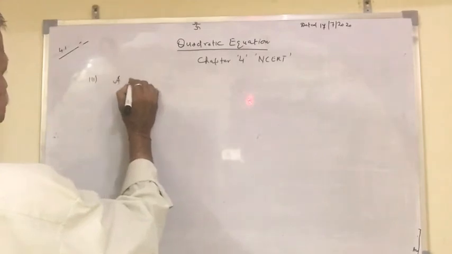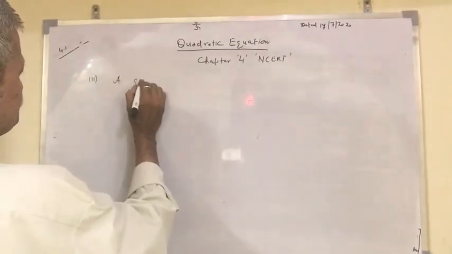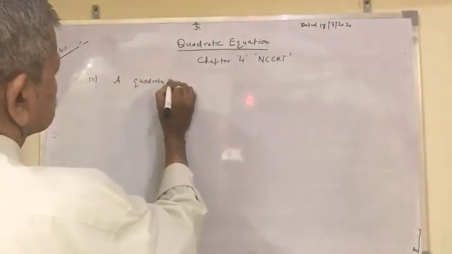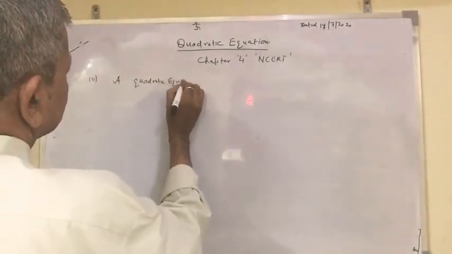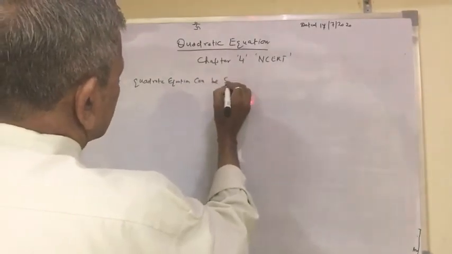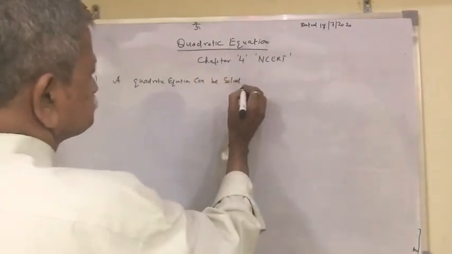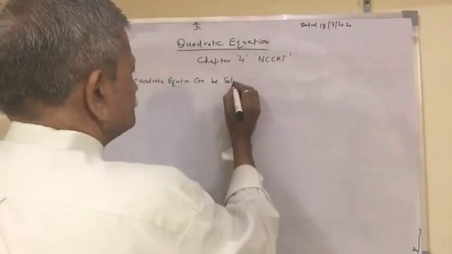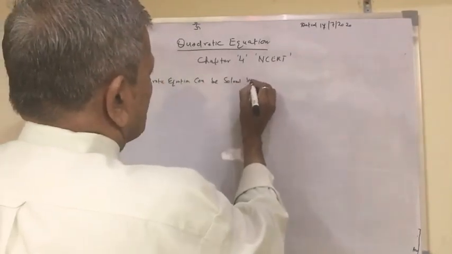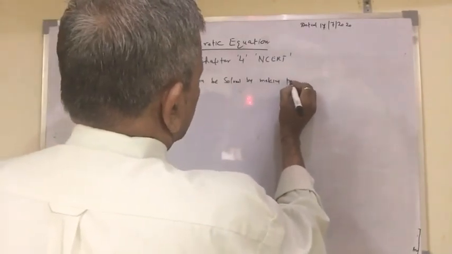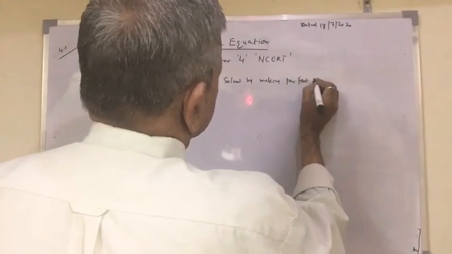A quadratic equation can be solved by making a perfect square.